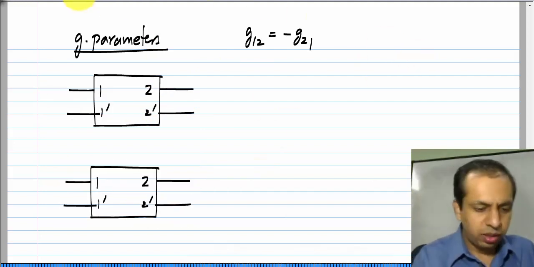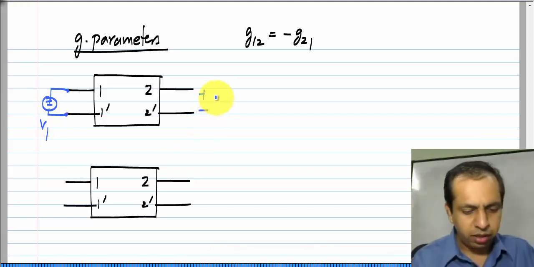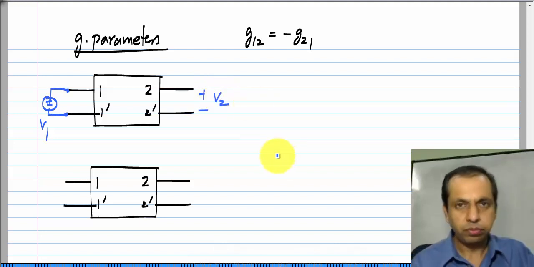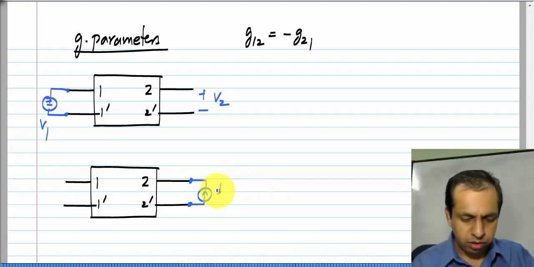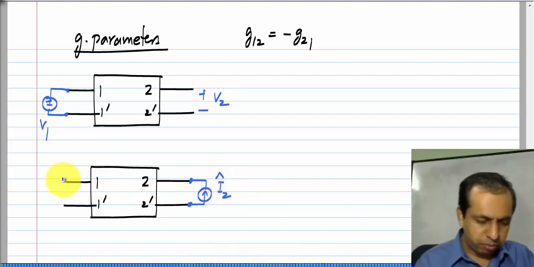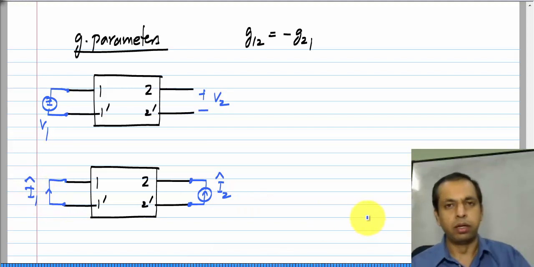When I am measuring G21, I will apply a voltage to port 1 and measure the open circuit voltage across port 2, and when I am measuring G12, I will apply a current to port 2 and measure the short circuit current through port 1.